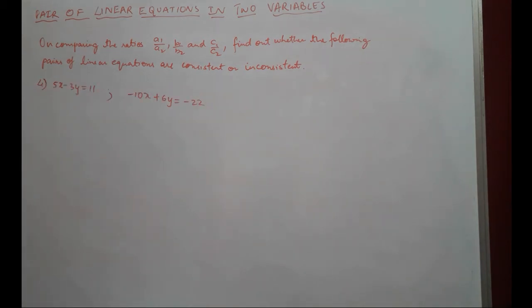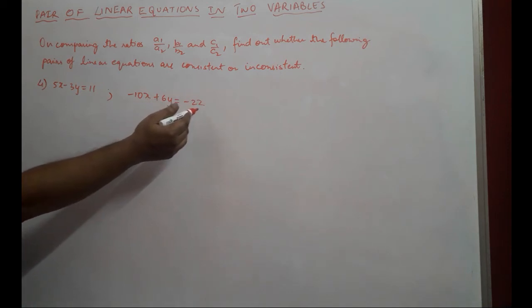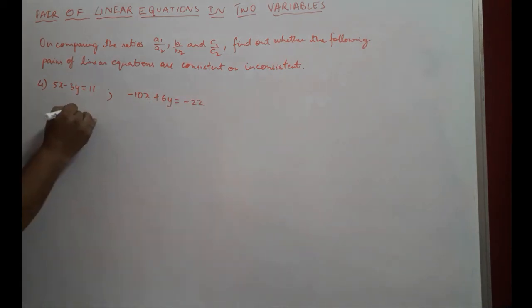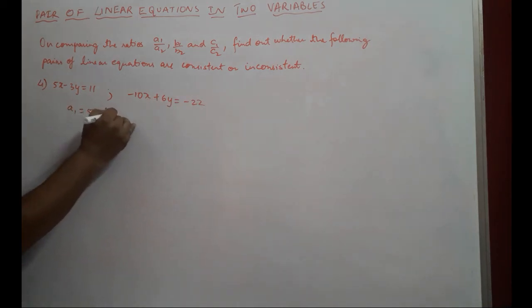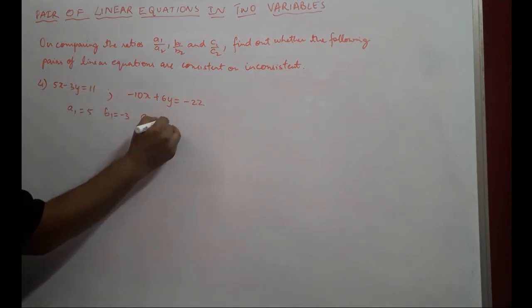Okay, the next question is 5x minus 3y equal to 11 and minus 10x plus 6y equal to minus 22. A1 equal to 5, B1 equal to minus 3 and C1 is equal to minus 11.